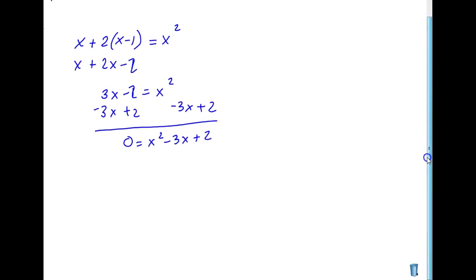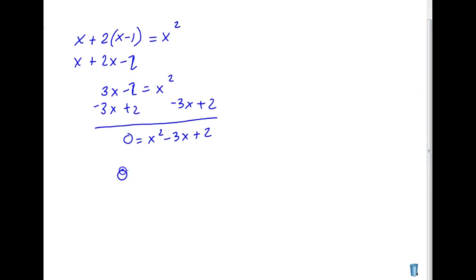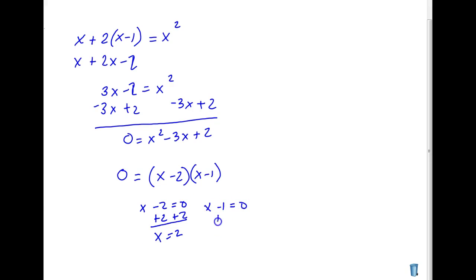Can you factor that? You bet you can. So I have 0 equals (x minus 2)(x minus 1). So x minus 2 equals 0. This gives me a solution of x equals 2. And x minus 1 equals 0. This gives me a solution of x equals 1. Now, before we can move on, we need to check.